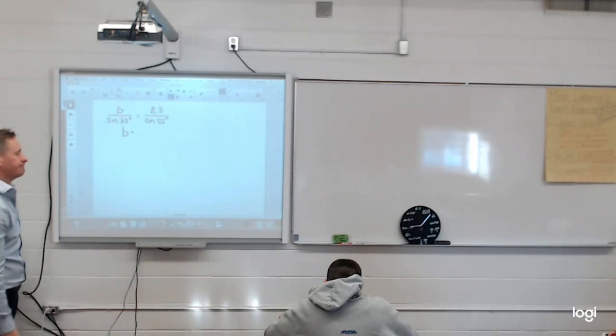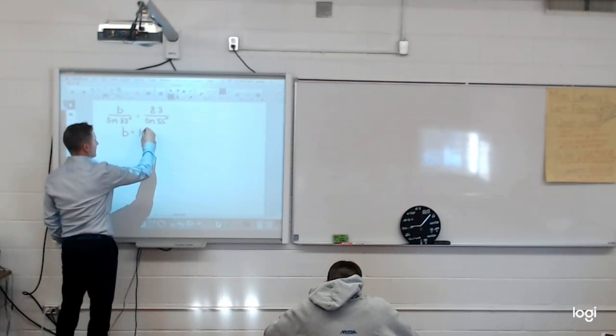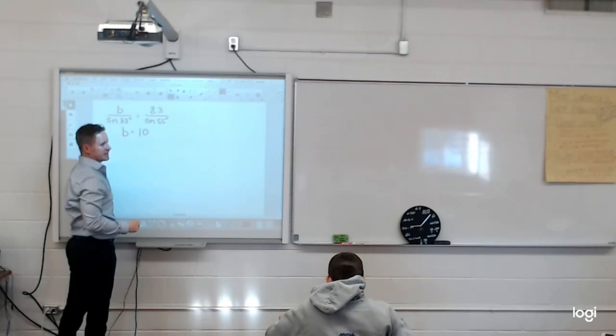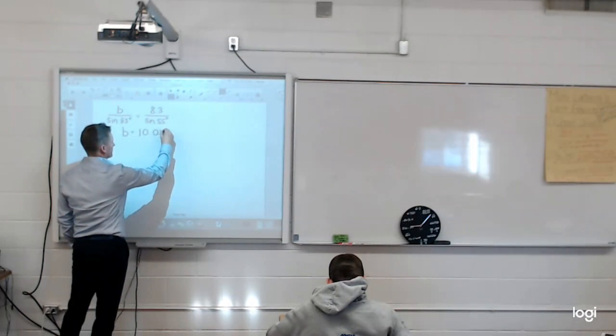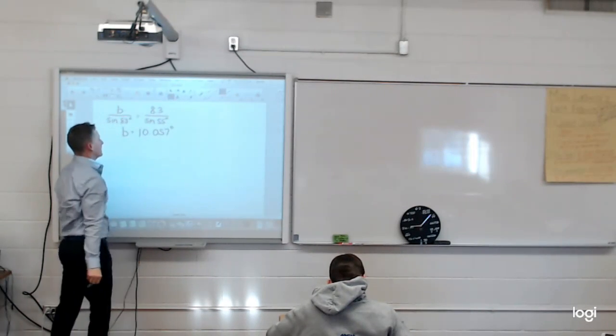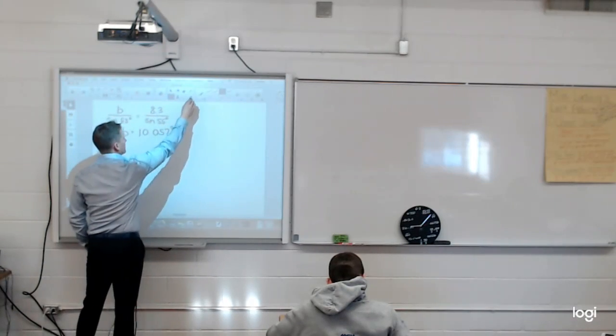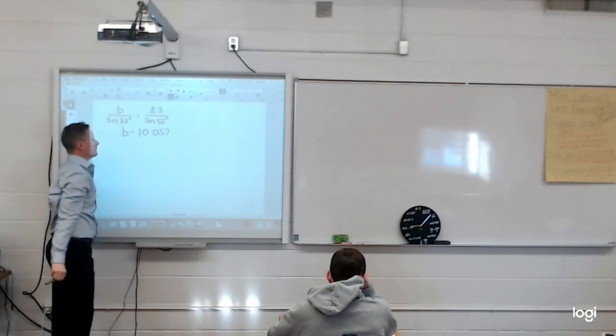Get 10? All right, again, we want to work through decimal places. Is it 10 exactly? No, 10.057. Thank you. 10.05, oh, that's not degrees. 10.057. Okay?